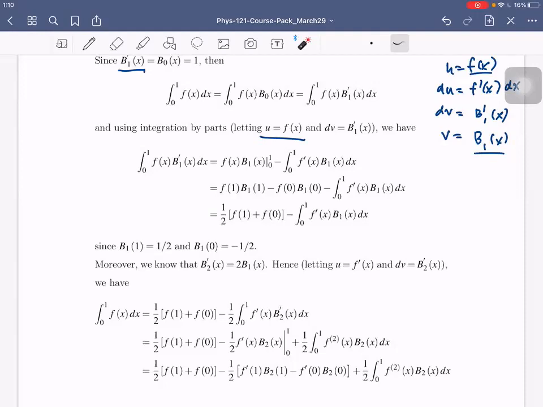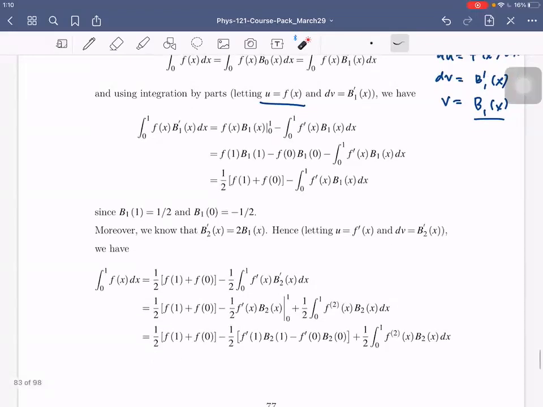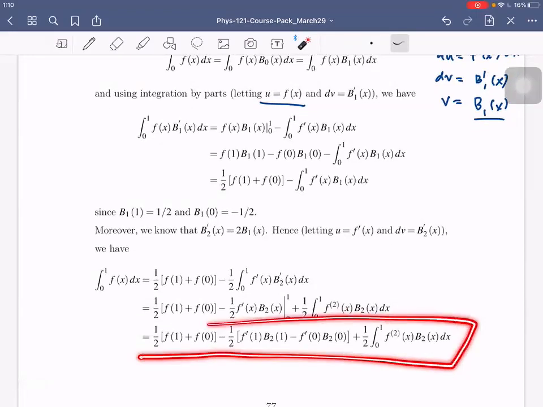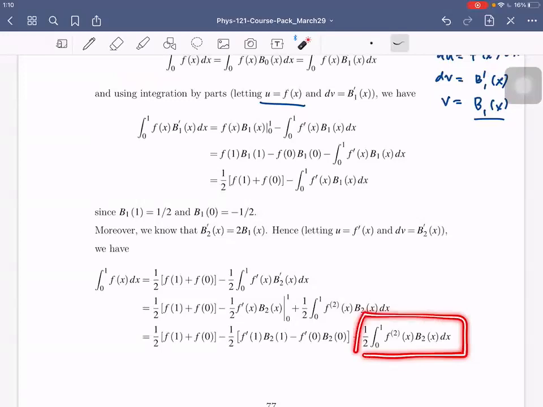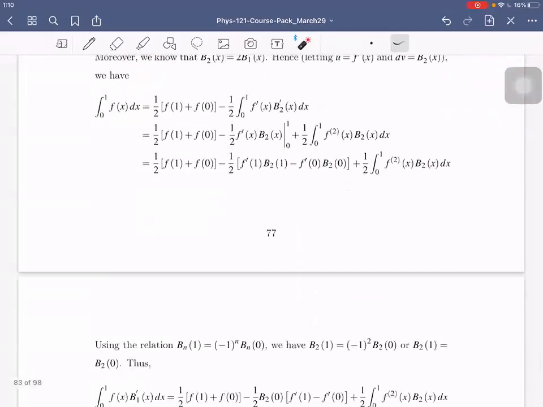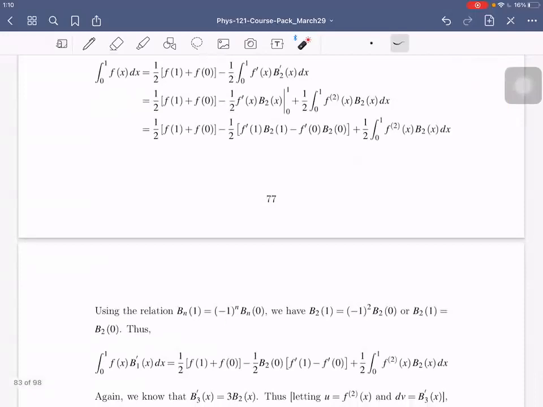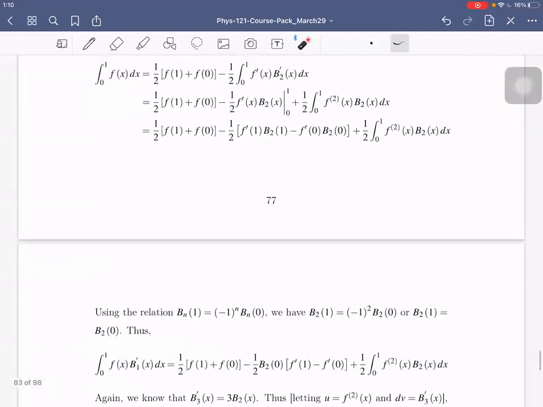Then plus 1/2, second derivative of f of x, and then b sub 2 of x dx. Okay, so using that, you will have more terms here, and then you still have this integration. So you can actually do another letting din dyan, no? Kasi parang we can express yung mga itong b sub 1 into another polynomial, no?